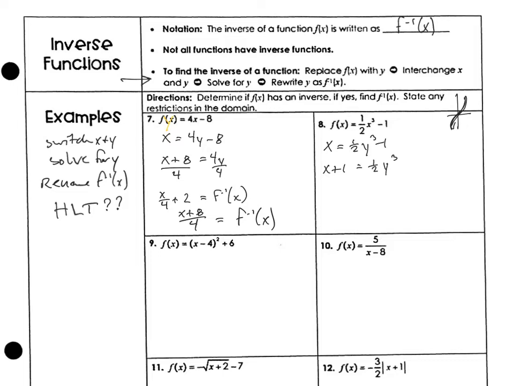I'm going to multiply both sides by 2. So be careful with this. You do want to make sure you use parentheses. So this will be 2x plus 2 equals y to the third. And then to undo that, the inverse is the cube root. So we have the cube root of 2x plus 2, and change the name to the inverse function.